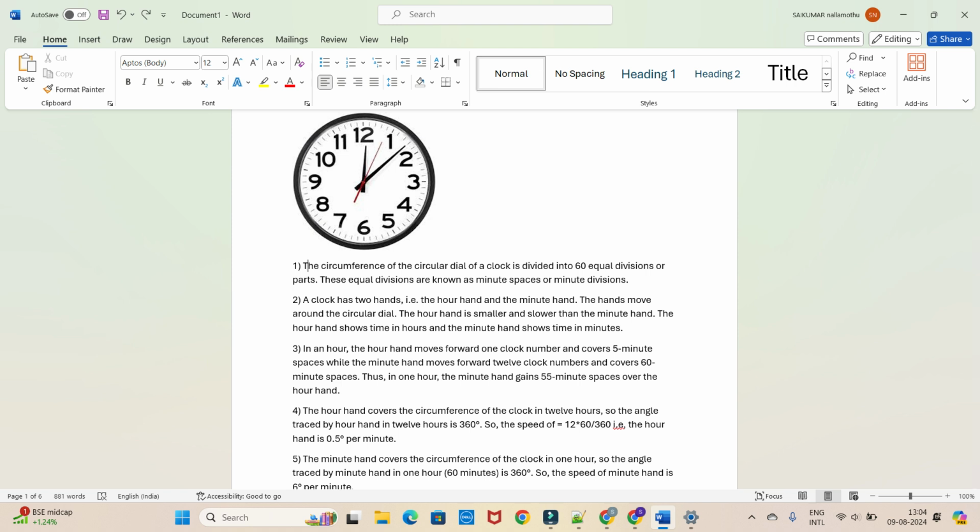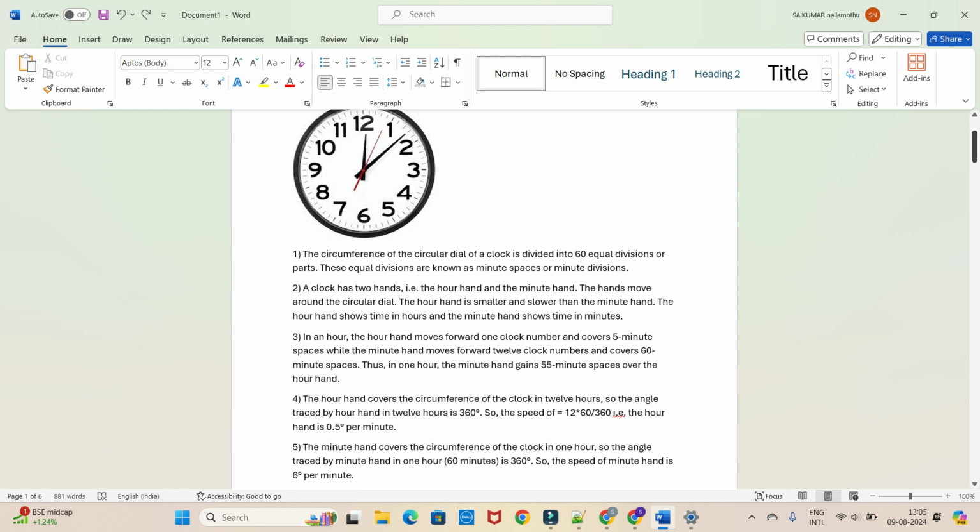But before that, we need to know how the clock concept is dealt with. A clock is just like a circle, and we know the circumference of a circle. In an hour we have 60 minutes, so it's divided into 60 equal parts, so that every minute space gets one part.